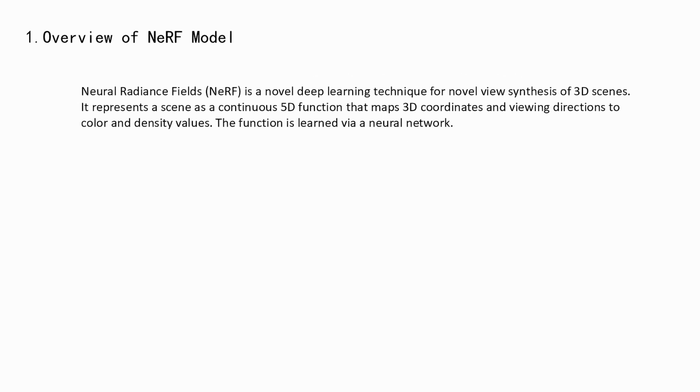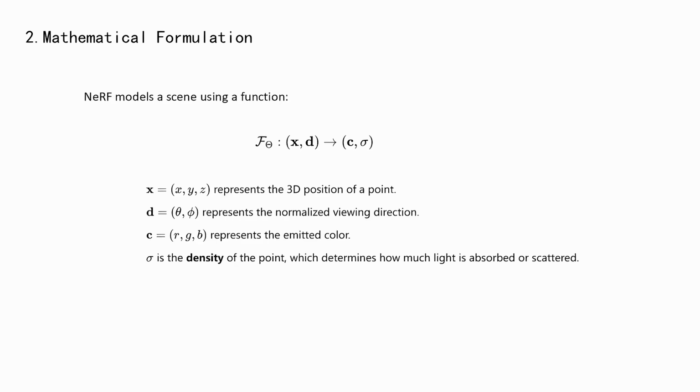It represents a scene as a continuous 5D function that maps 3D coordinates and viewing directions to color and density values. The function is learned via a neural network. Mathematical formulation of NeRF. NeRF models a scene using a function as follows.